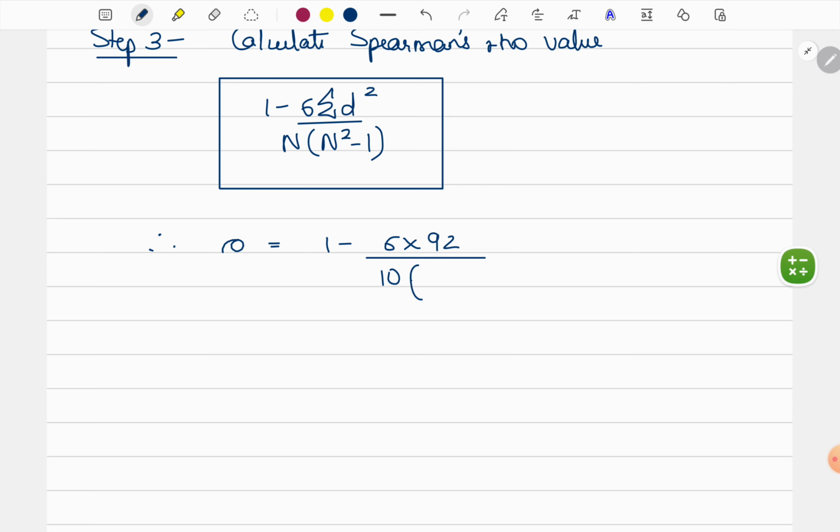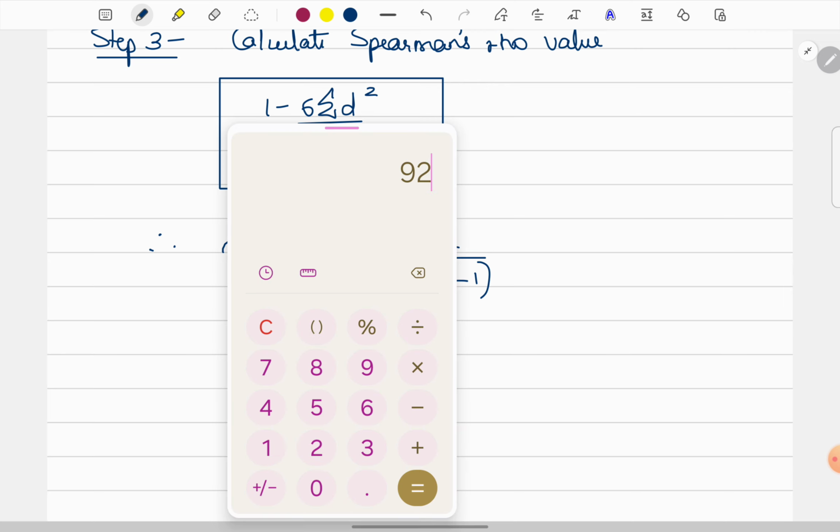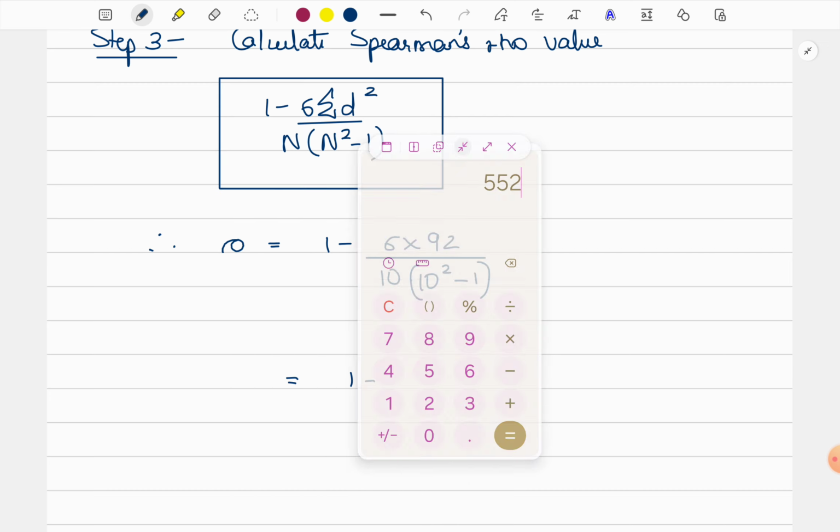10 into, again n is there, so 10 squared minus 1. Okay, so now we can keep on solving. From this point onwards we've completed the substitution. First for the numerator we just have to multiply 92 into 6, which comes to 552.